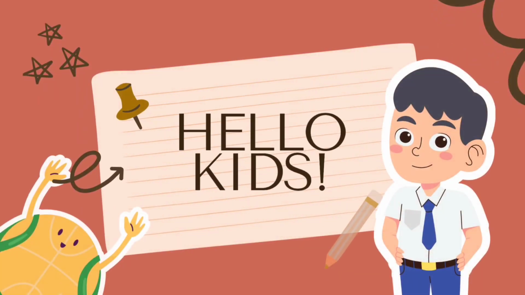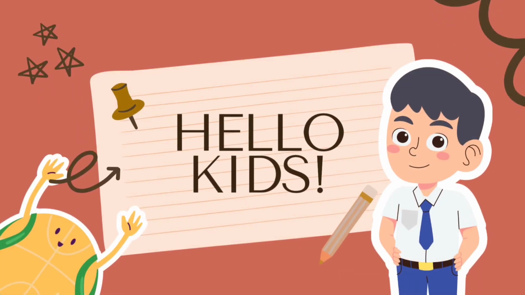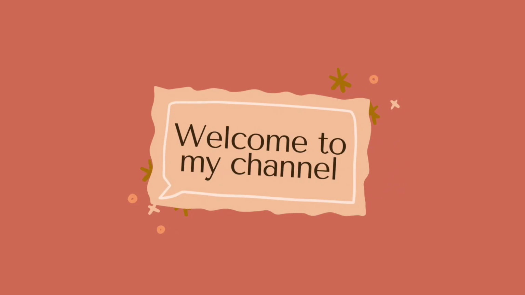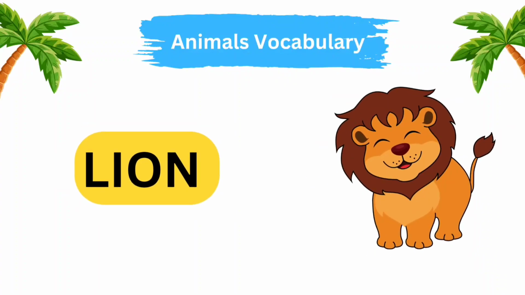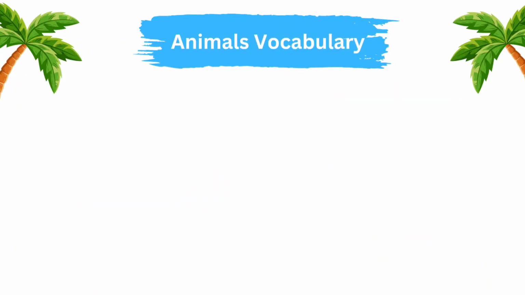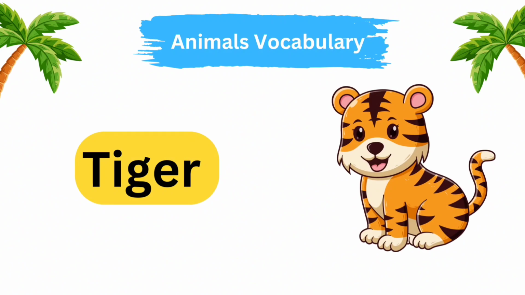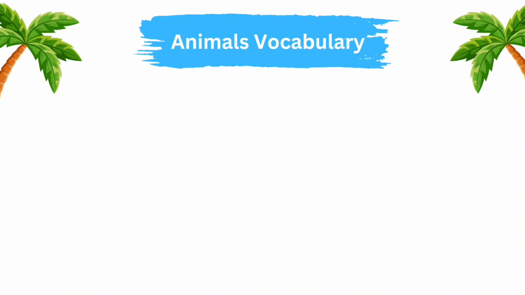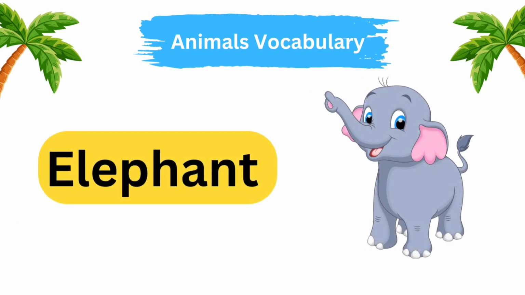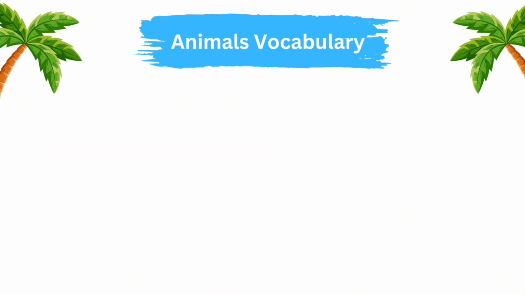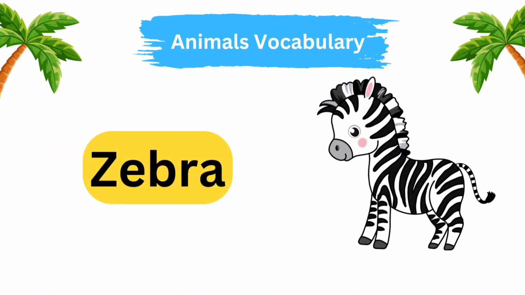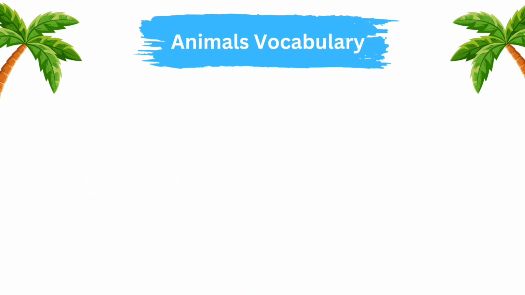Hello kids! In this video you will learn animals vocabulary in English. Lion. This is a lion. Tiger. This is a tiger. Elephant. This is an elephant. Zebra. This is a zebra.